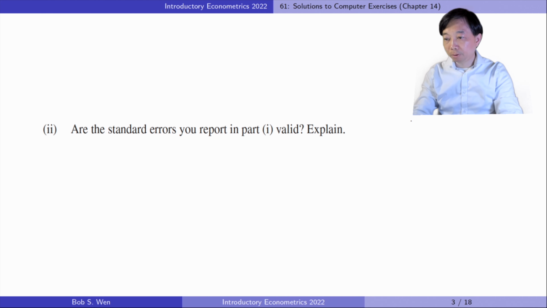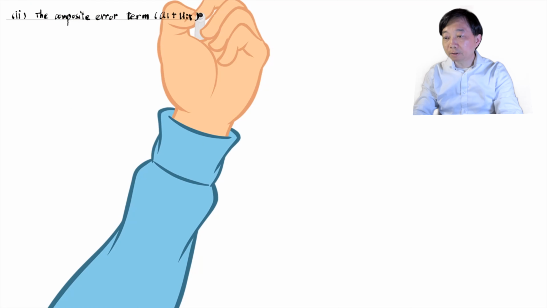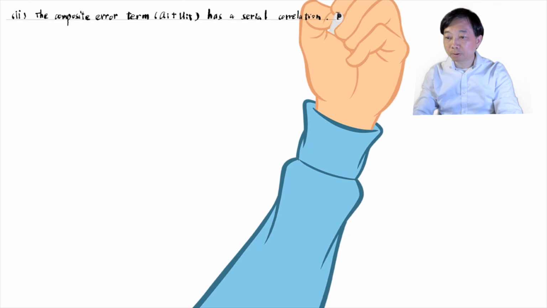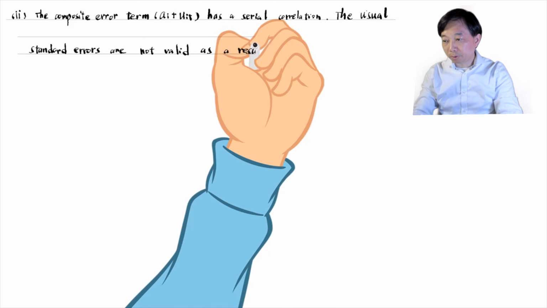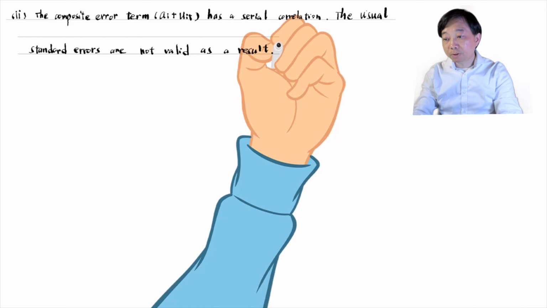In Part 2, we will answer whether the standard errors in Part 1 are valid. It is not valid because the composite error term contains a city fixed effect and results in serial correlation. The usual standard errors are valid based on homoscedasticity and without serial correlation.